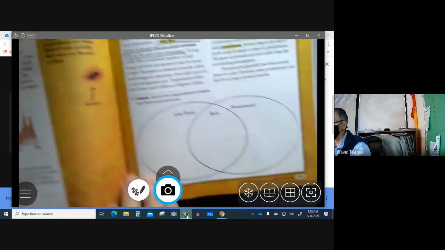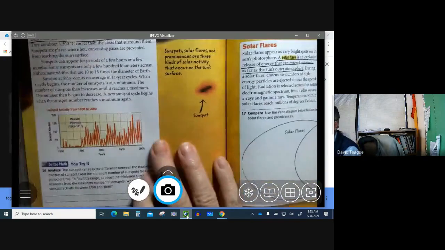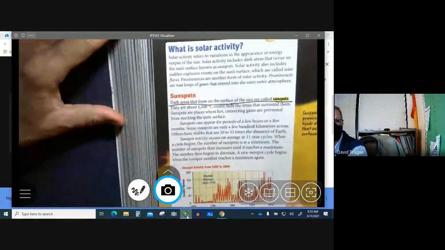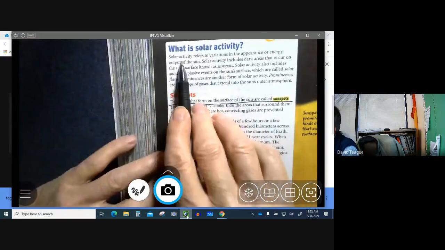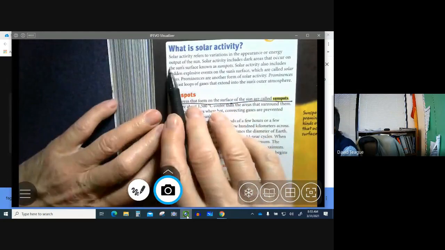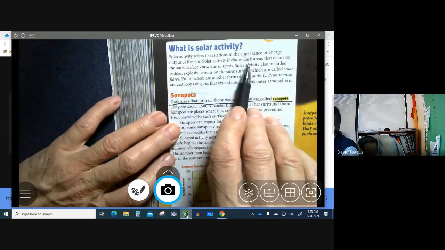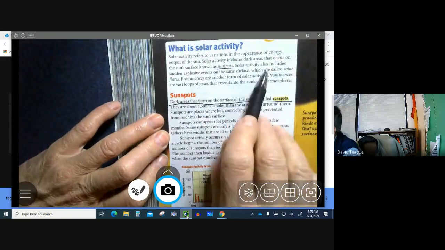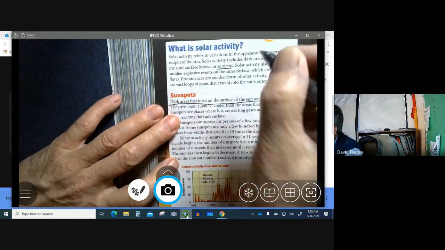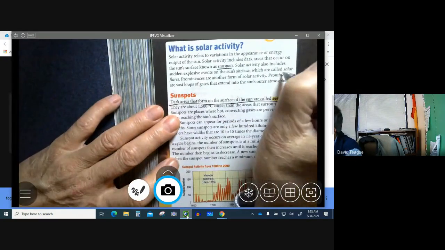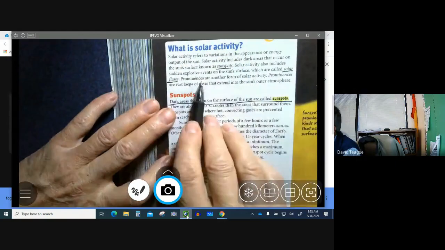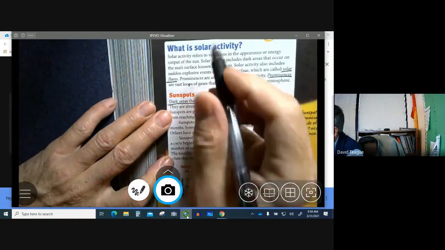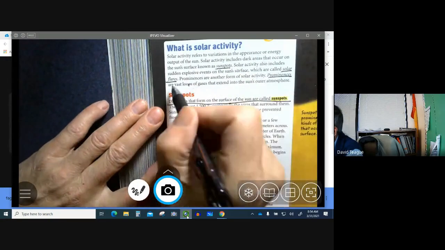Page 492, the Ring of Fire. What is solar activity? Solar activity refers to variations of appearance or energy output of the sun. Solar activity includes dark areas that occur on the sun's surface known as sunspots. Solar activity also includes sudden explosive events on the sun's surface, which are called solar flares. Prominences are another form of solar activity. Prominences are vast loops of gases that extend into the sun's outer atmosphere.